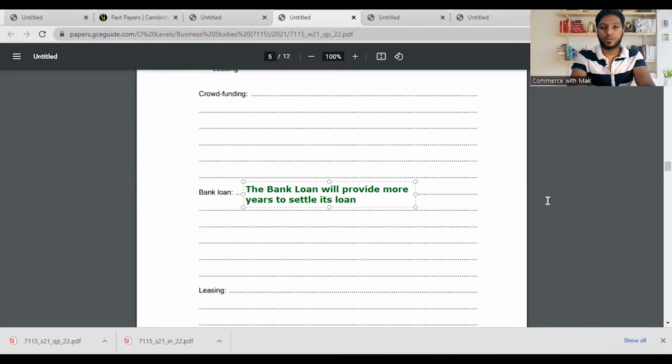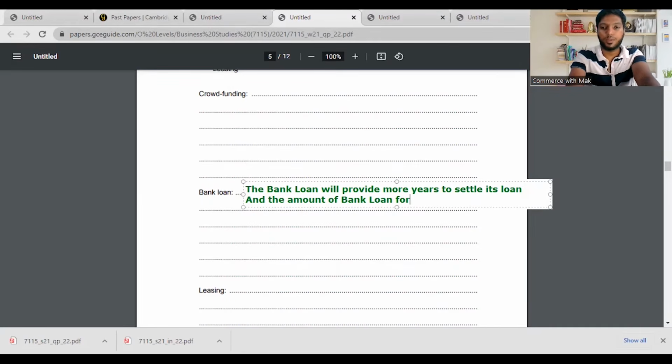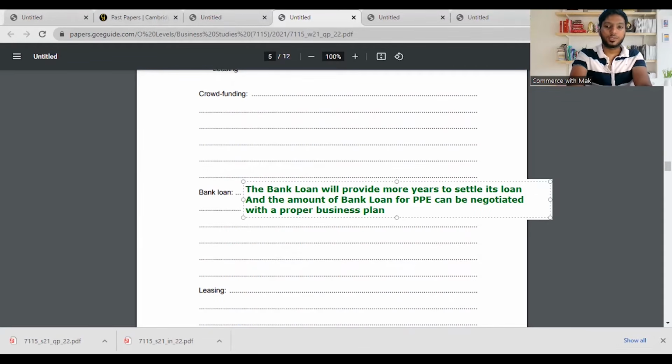And the amount of bank loan for PPE can be negotiated. So you can request with a good business plan, a proper business plan. What is the bad thing of this type of business? Sometimes you will not get business loans because you are a sole trader, so you might lose.